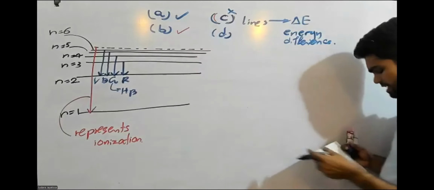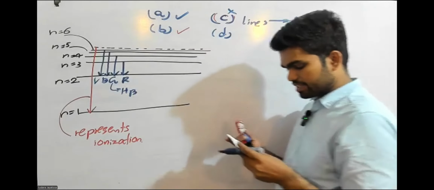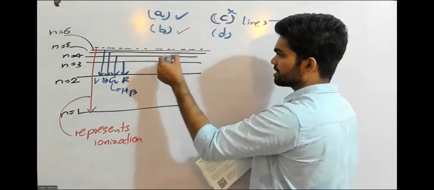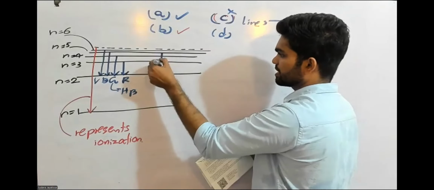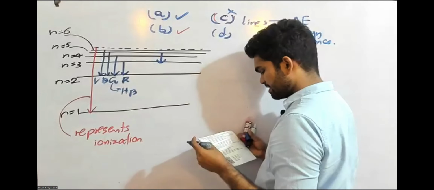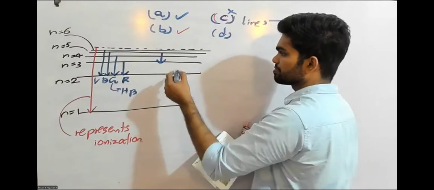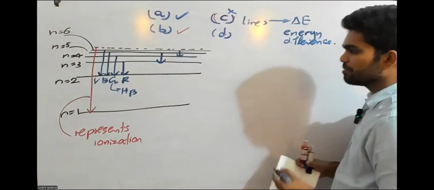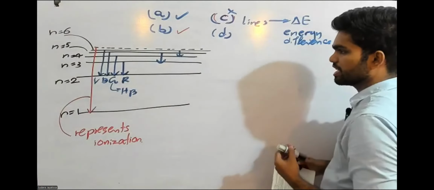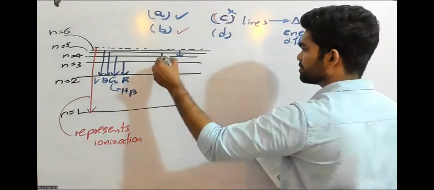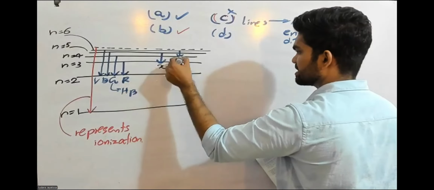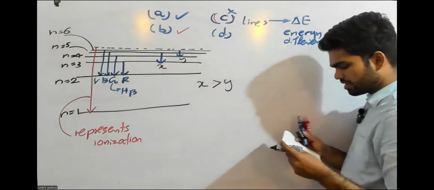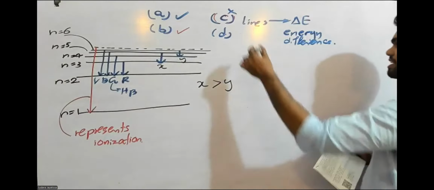Then you can go to D. It says the energy difference between 5 and 3 is lesser than the difference between 6 and 4. Where are 5 and 3? This one. And 6 and 4 is this one. You can't see exactly, but according to the diagram I gave you, 5 and 3 will have a larger gap. Let's say this is X and this is Y. X is having a larger gap, so the energy of that one will be higher. So saying the energy is less is wrong.